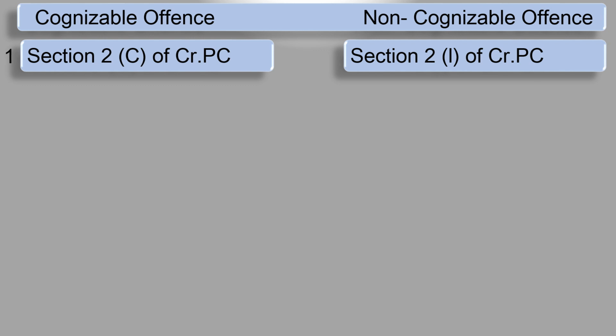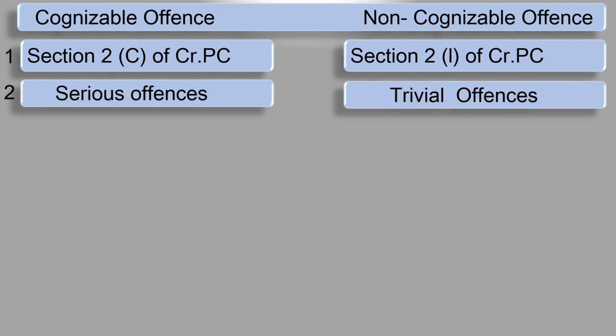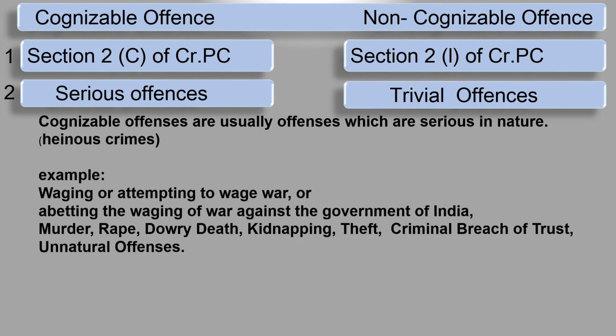Coming to the second difference between the two, cognizable offenses are serious offenses, whereas the non-cognizable offenses are trivial offenses, matlab chote mote, minor offenses. What are you going to write under it? You're going to write that cognizable offenses are usually offenses which are serious in nature, that is, heinous crimes.